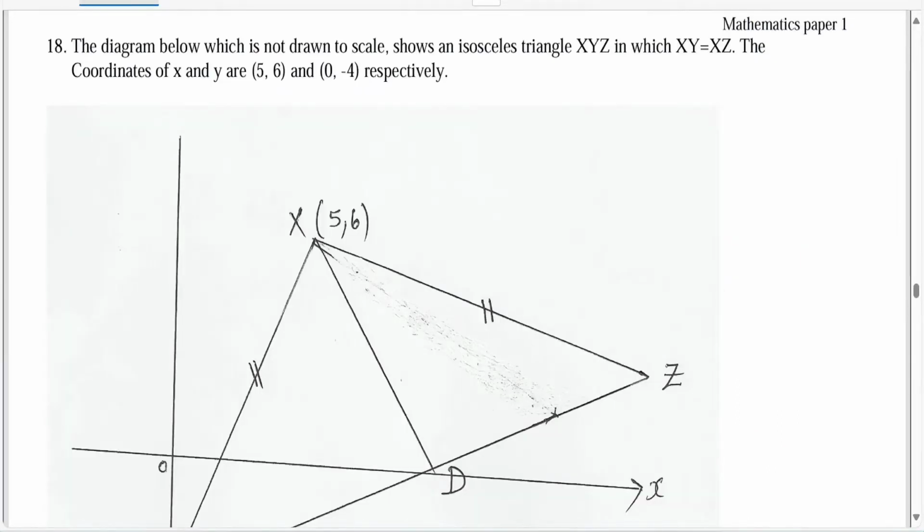Question 18. Question 18 says, the diagram below, which is not drawn to scale, shows an isosceles triangle XYZ in which XY equal to XZ. The coordinates of X and Y are 5, 6 and 0, -4 respectively. Sawa, hiyo ndo triangle.